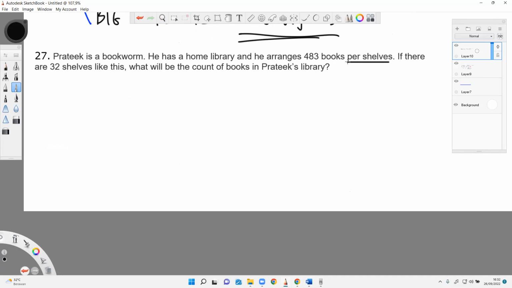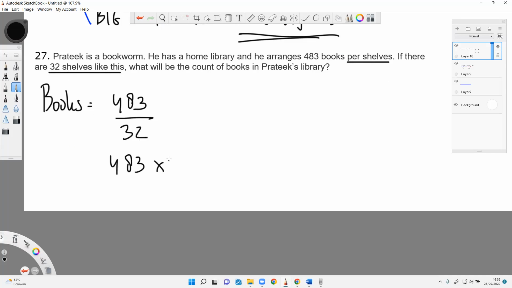Per shelf. One shelf consists of 483 books. Is this the total books that he has? No, it's only one shelf. So there are 32 shelves like this. He opened a library. So for the amount of books, what to do? Two options. You divide, or which one is more logical, Rachel? Divide or multiply?